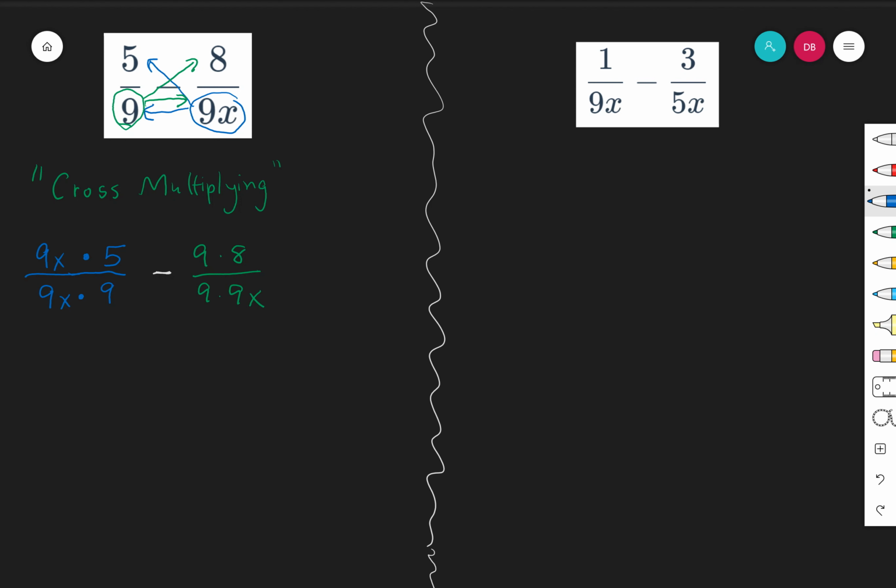Over here in the blue, 9x times 5. 9 times 5 is 9, 18, 27, 36, 40. Sorry, I miscounted. My bad. 9, 18, 27, 45. Sorry. See, even the math teacher can't always do math. So 9 times 5 is 45. So that will be 45x. And in the denominator, 9 times 9 is 81, and also an x.